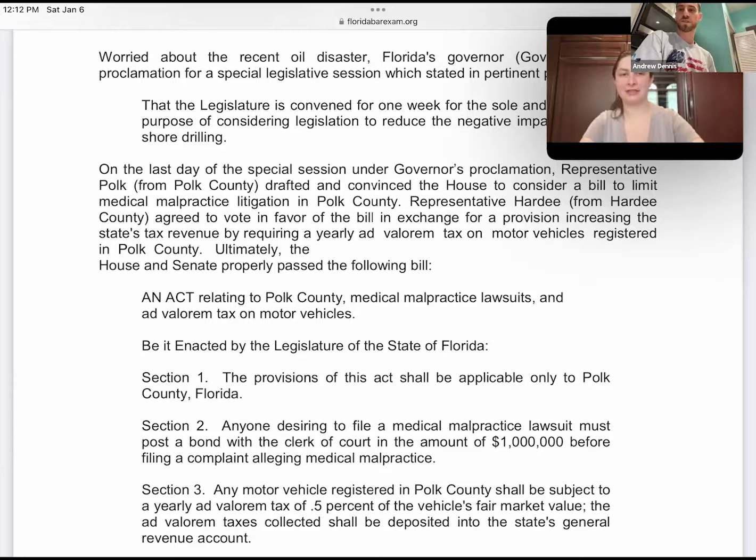Section 1, the provision that the act should be applicable only to Polk County, Florida. Well, that's general law, right? Sorry, opposite. That's a special law, right? Because it's applying only to that county. So, okay, we could talk about that. We can even talk about the title and the subject and things before that.